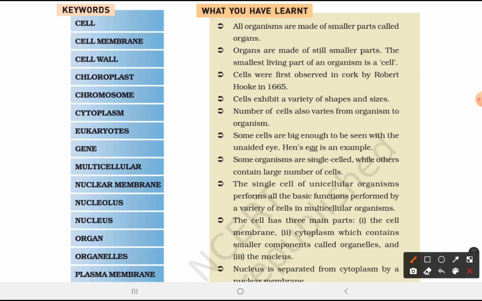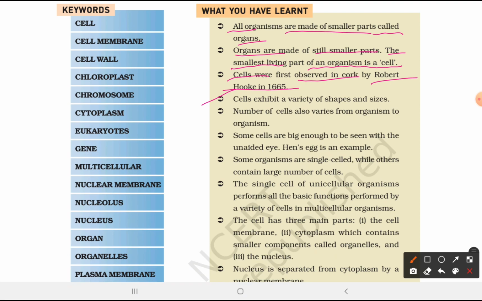So at the end, there is a summary of what we have learned. So there are the keywords and then the summary, which is: all organisms are made up of smaller parts called organs. Organs are made up of still smaller parts, and the smallest living part of an organism is a cell. Cells were first discovered in a cork by Robert Hooke in 1665.